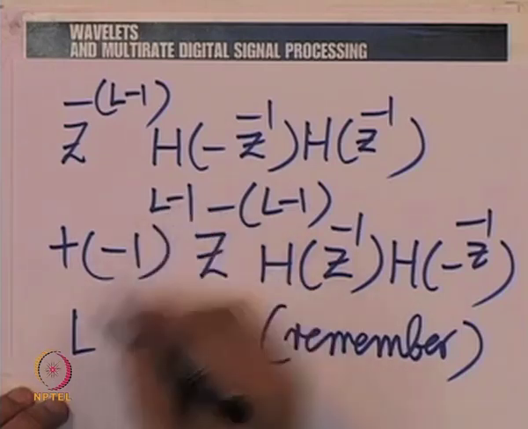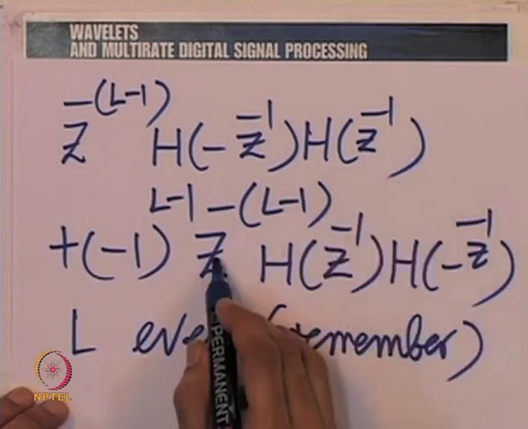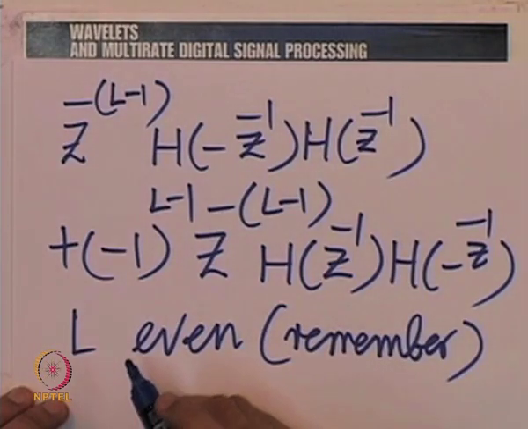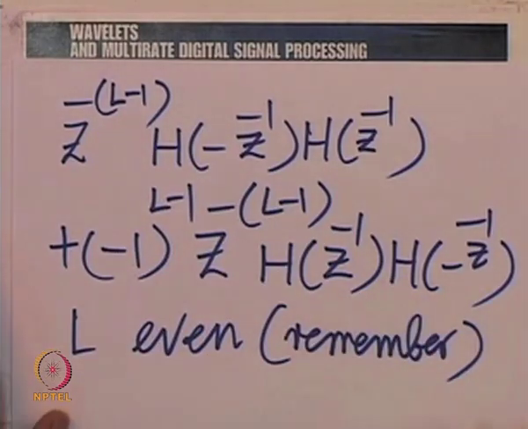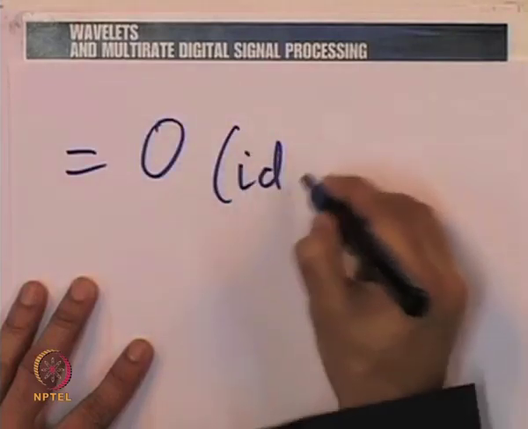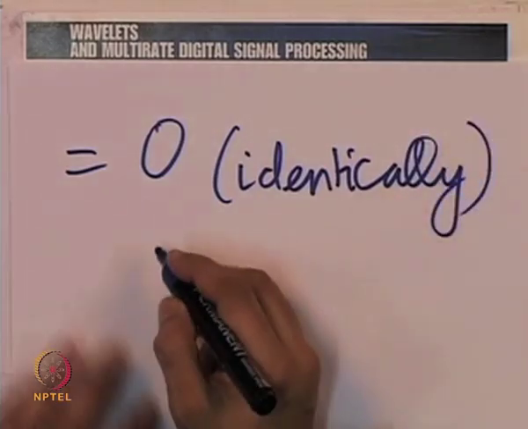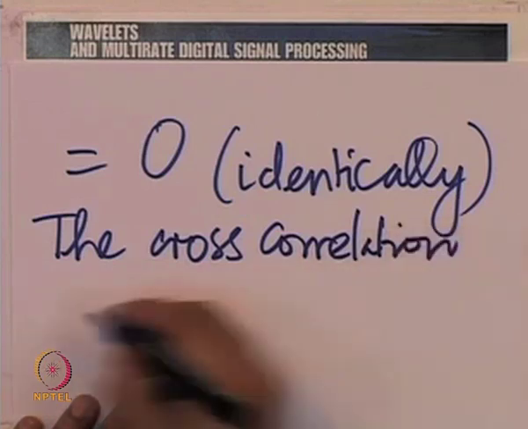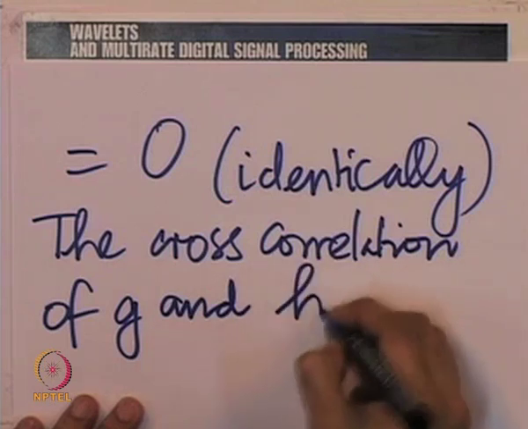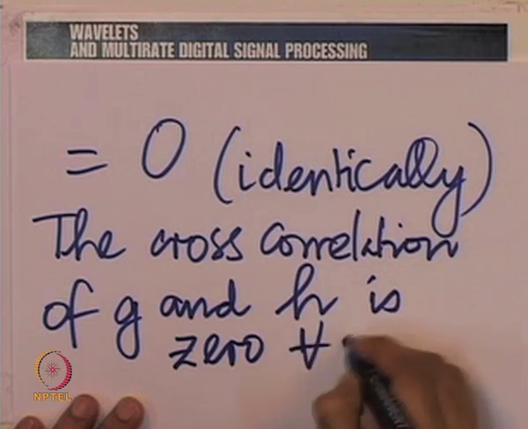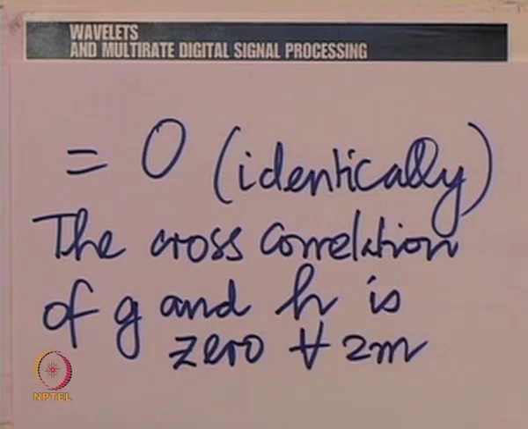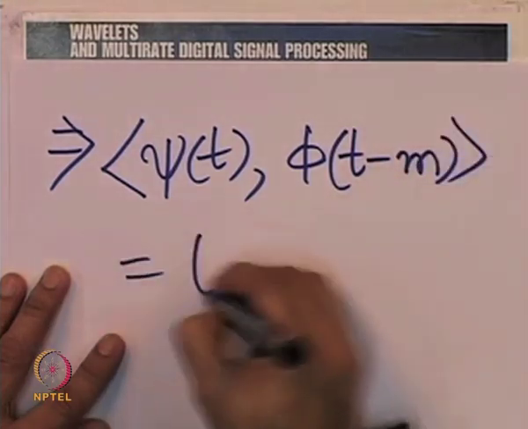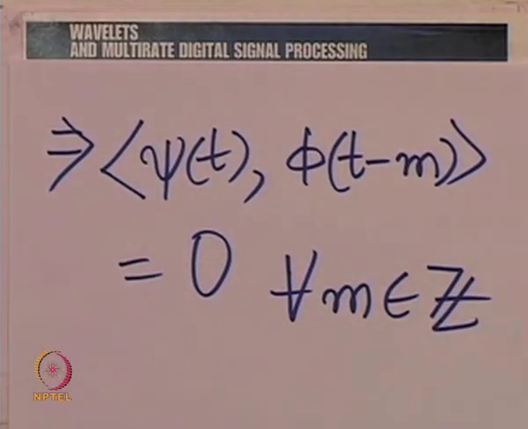Anyway, so coming back to this, since L is even, L minus 1 is odd, and therefore minus 1 raised to the power L minus 1 is minus 1. And as you can see, this term and this term are exactly identical if you just interchange the order of the products, and therefore these two cancel. So, this is identically 0. And therefore, the cross correlation of G and H is 0 for all 2m, and that amounts to saying that the dot product of psi t and phi t minus m is equal to 0 for all integer m, which is exactly what we had set out to prove.